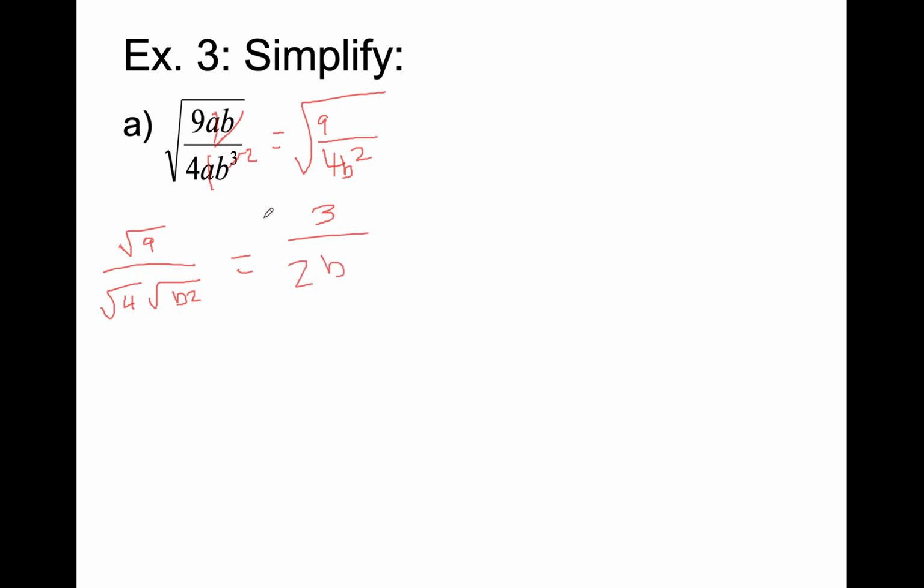I check and make sure this is in simplest form. I can't reduce this fraction at all. That is my final answer.